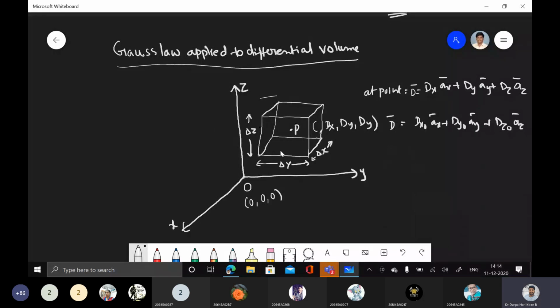So I have considered a volume where the sides of the volume are dx, dy, dz, and I have considered a point P whose x, y, z coordinates are dx, dy, dz, and there is an origin. At this particular point, there will be three unit vectors. Earlier, what we have considered is there is only one unit vector, AR bar.